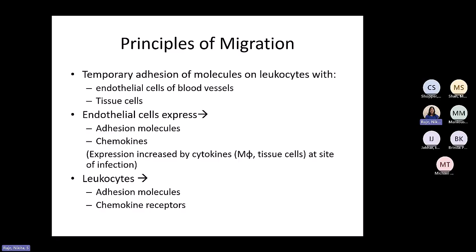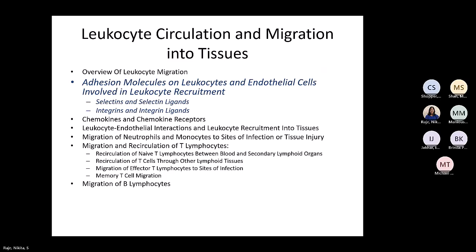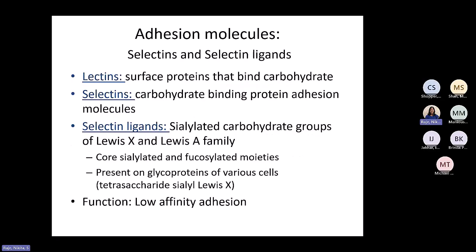On the other hand, the leukocytes also express adhesion molecules, and they express chemokine receptors. So endothelial cells express chemokines, and the chemokine receptors are on the leukocytes. And then the adhesion molecules are on both, and we'll talk about what types. Start with the discussion of the couple of types of adhesion molecules: selectins and selectin ligands, integrins and integrin ligands.